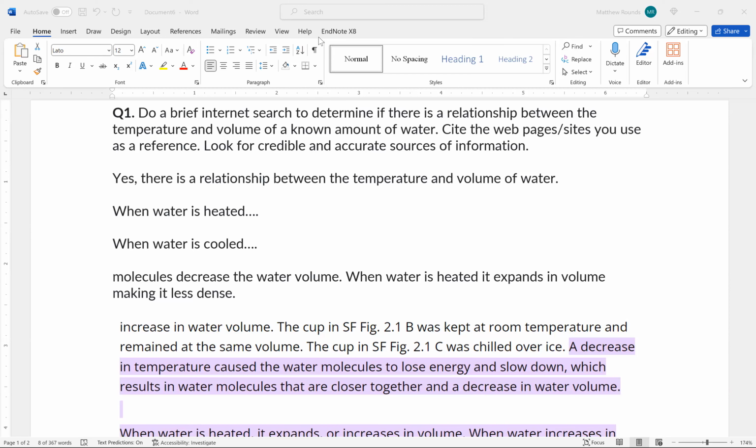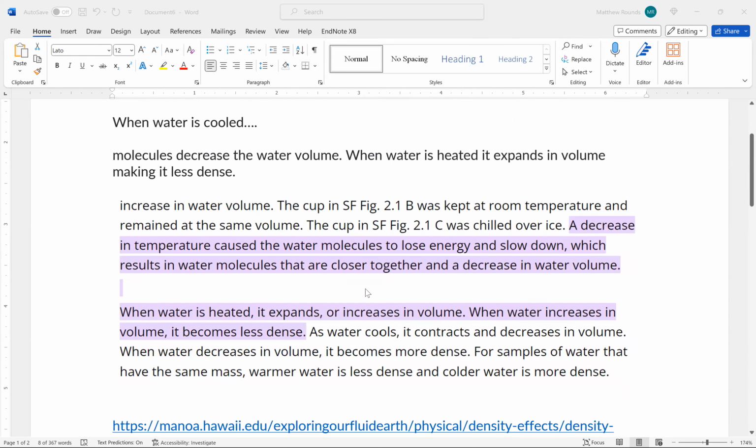Do you mind if you scroll down? I just need to look for about when water is heated. They don't mention anything about molecules when water is heated. So I assume the molecules don't slow down. I guess they speed up or something. Assume the opposite. Whatever happens when it decreases, the opposite happens when it increases. When it decreases, it slows down. So that means when it's warm, they speed up. Exactly, yes.